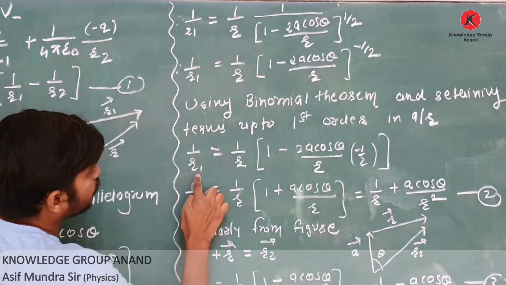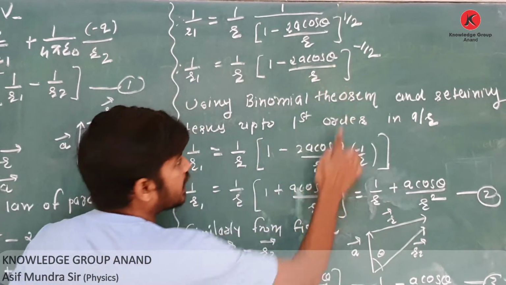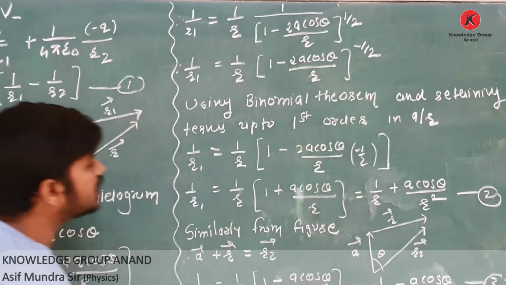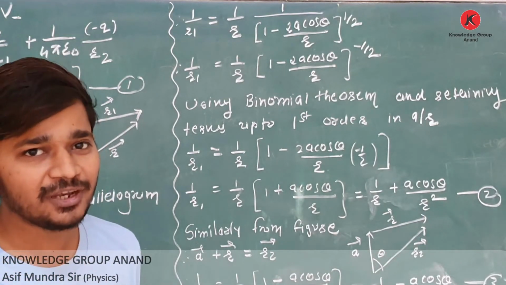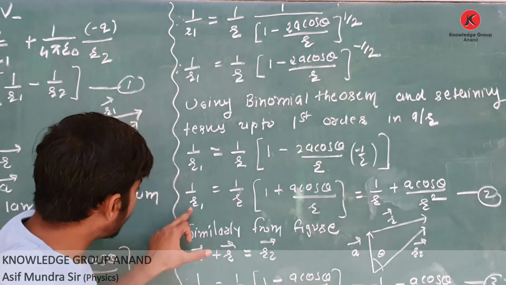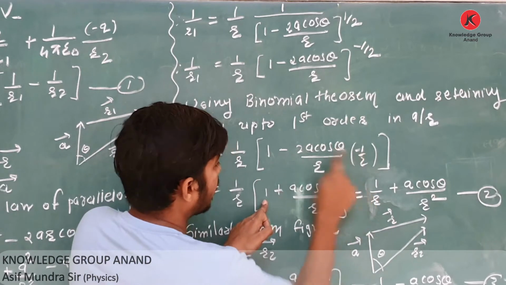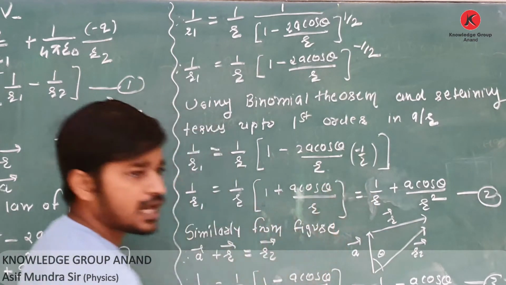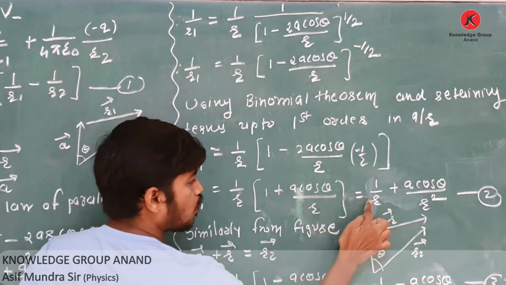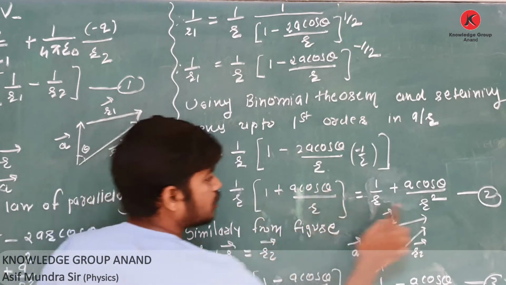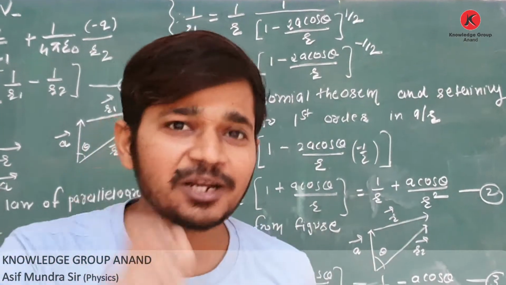See, 1 upon r1, 1 upon r as it is, 1 as it is, minus 2a cos theta upon r. This minus 1 by 2 you have to multiply with second term. What is the reason? That we have already discussed in 11th, if you remember. Then 1 upon r1 is equal to 1 upon r, 1, 2 cancel, minus plus a cos theta upon r. If you multiply this 1 upon r inside the bracket, then 1 upon r into 1 upon r, a cos theta upon r square. Clear? It is the value of 1 upon r1.